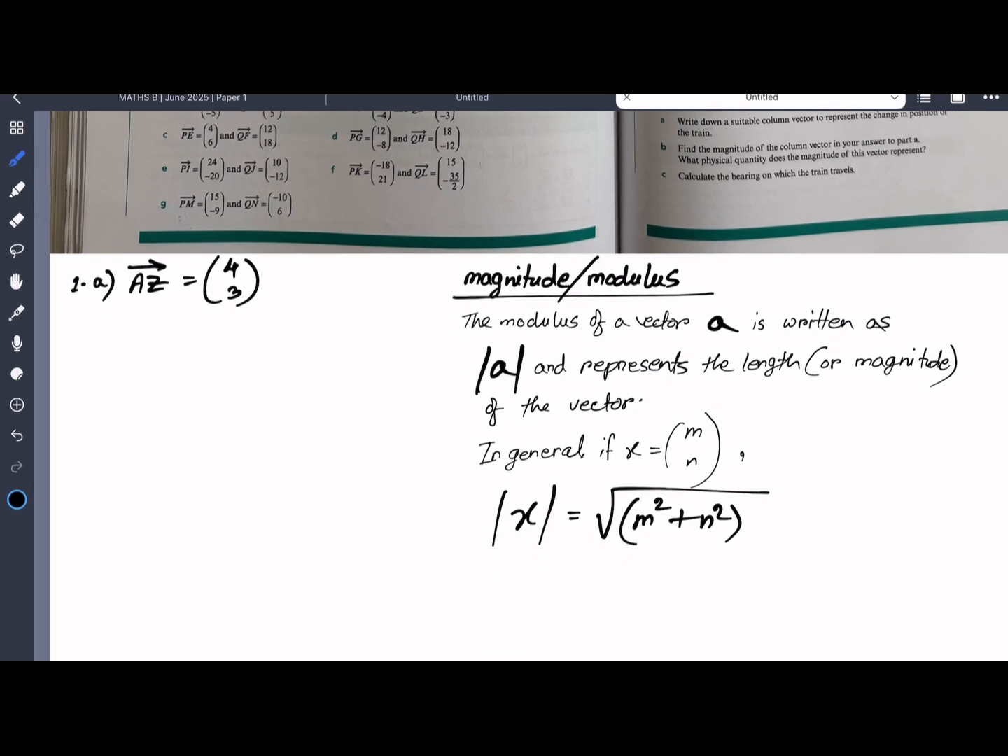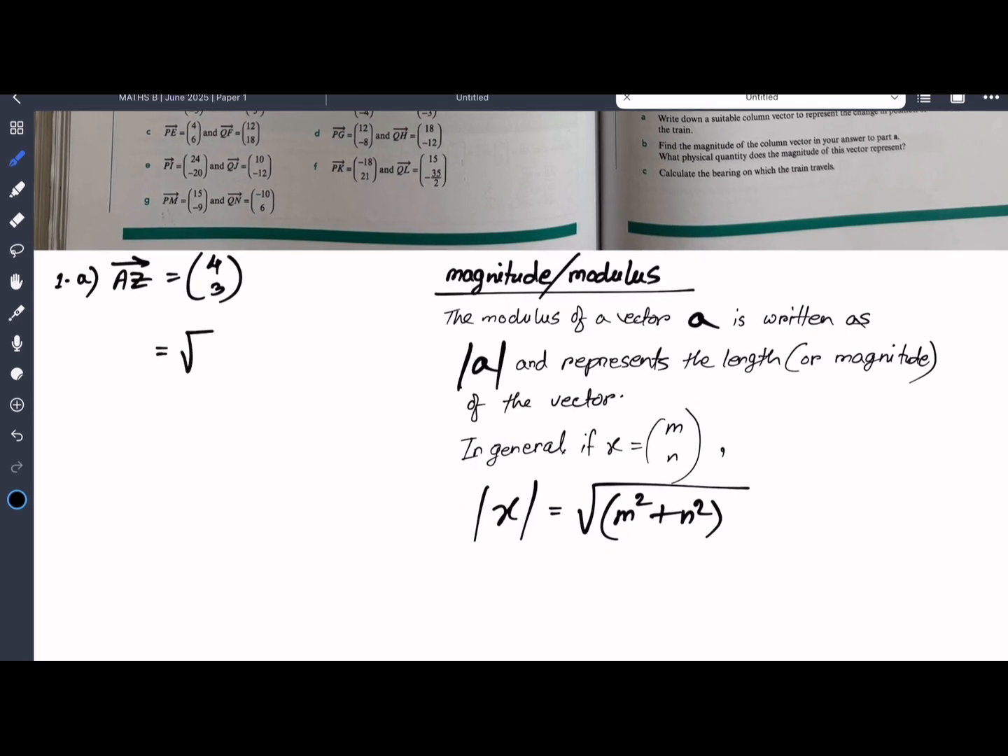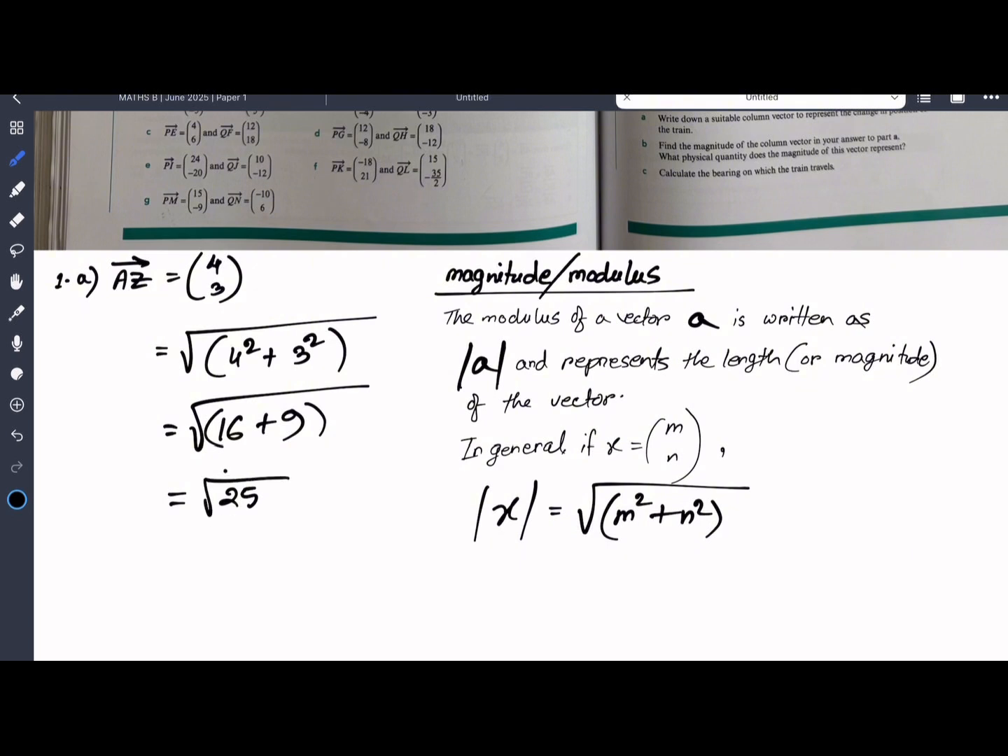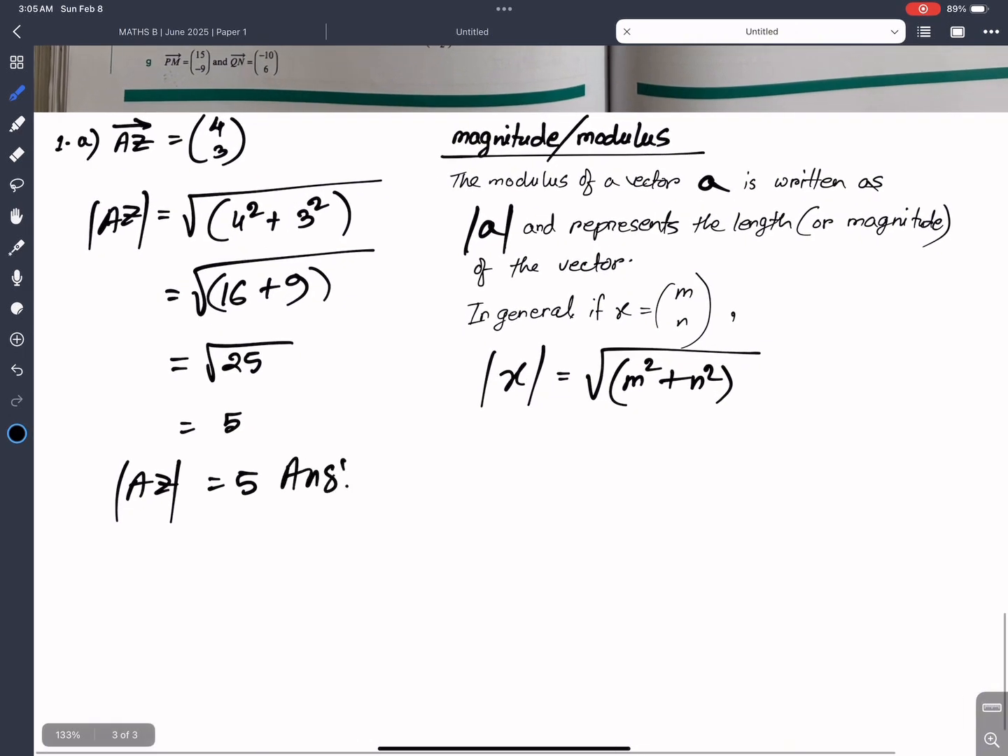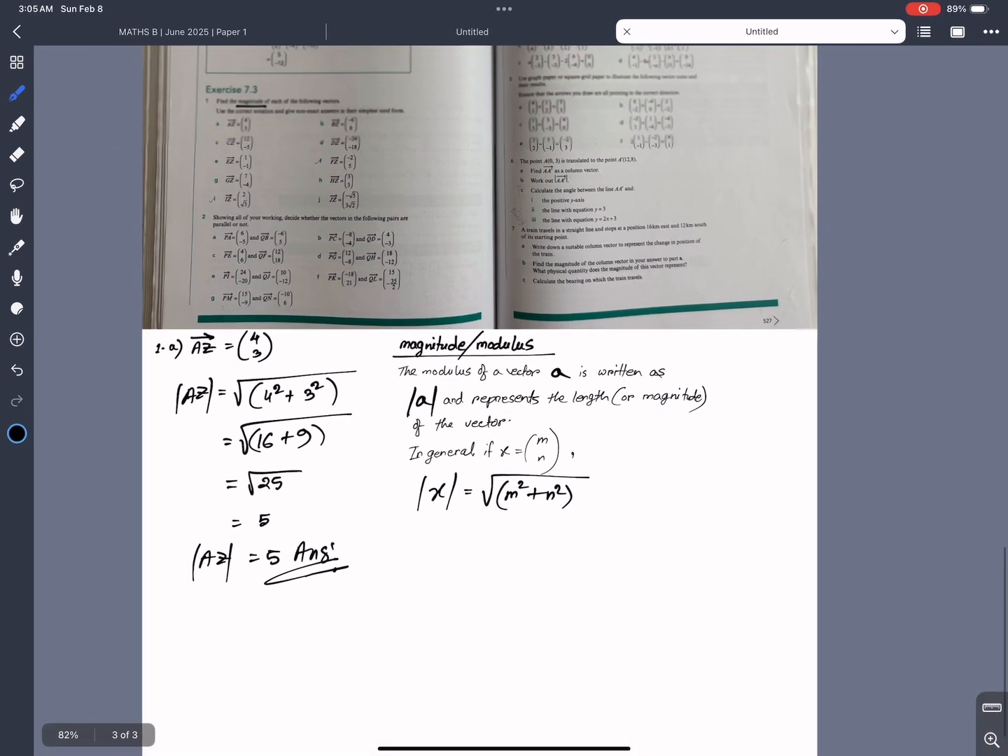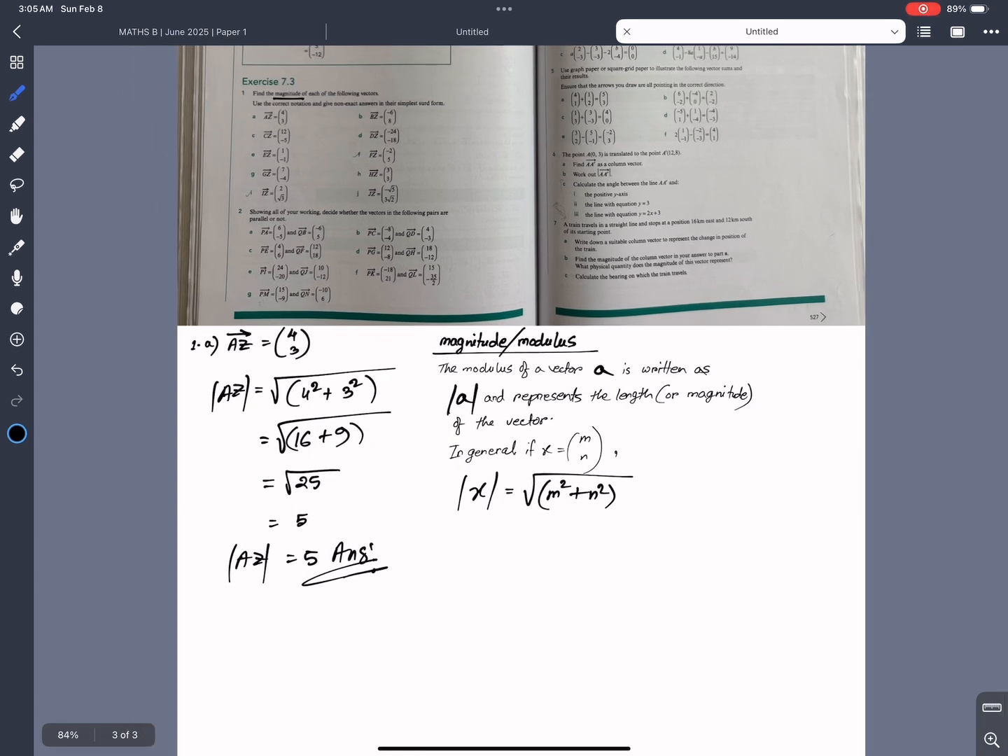Now what can we do here? Root over 4 square plus 3 square, right? 4 square is 16, 3 square is 9. 16 plus 9 is 25. So root over 25 is 5. So the modulus of AZ is 5. So this is the answer. We're done.